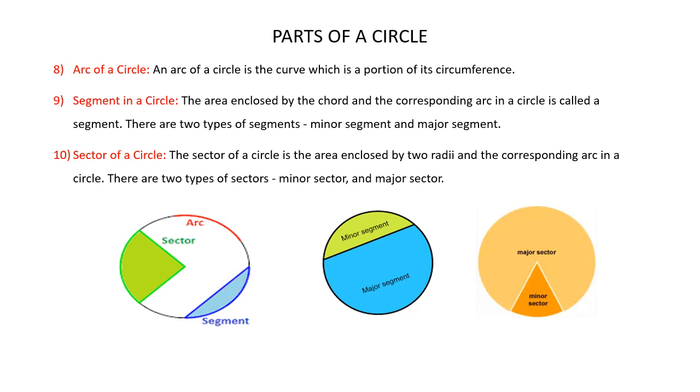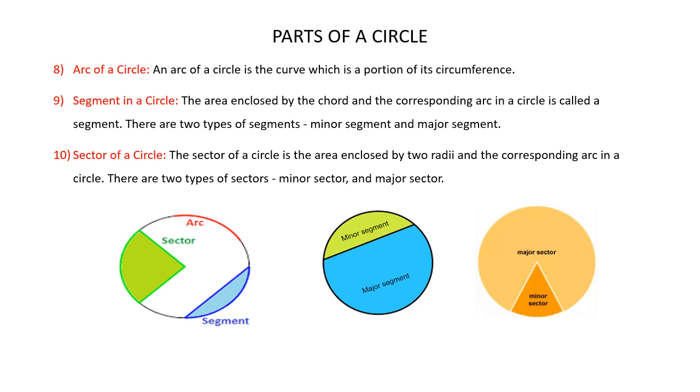Now as you can see, if you consider this chord, then this area is enclosed by this chord and the corresponding arc of the circle. So this area is known as the segment. Also, this area is also a segment of the circle because this area is also enclosed by the chord of the circle and the arc of the circle.